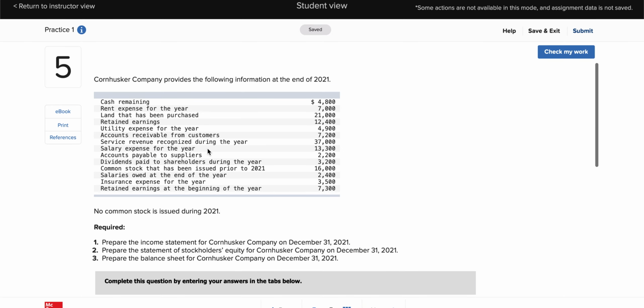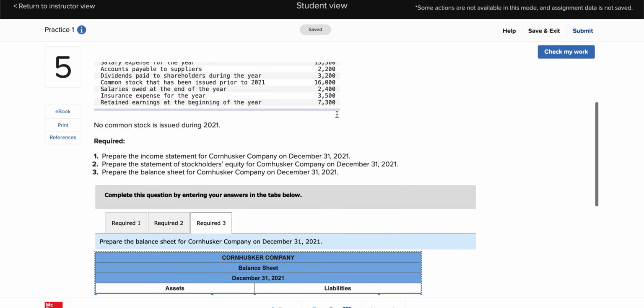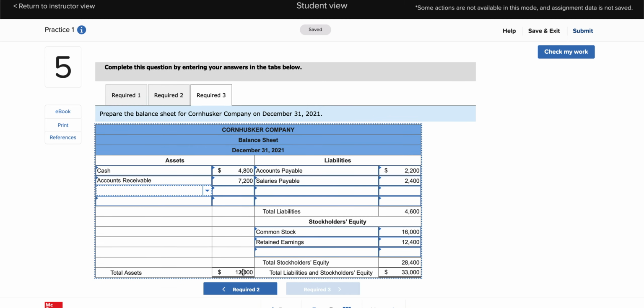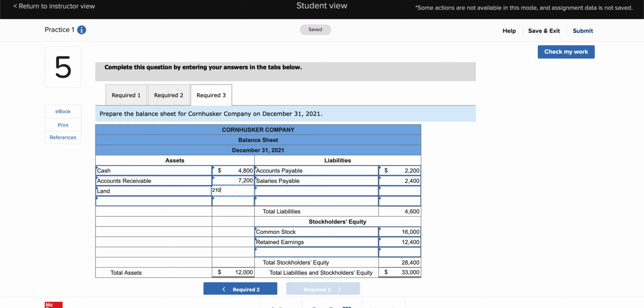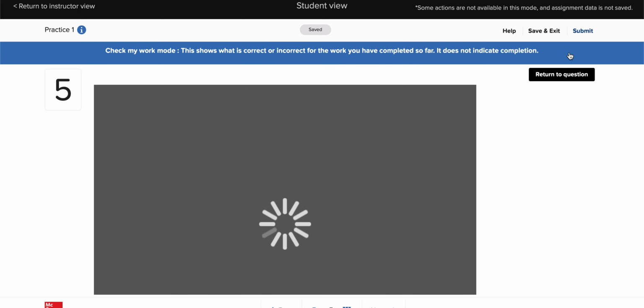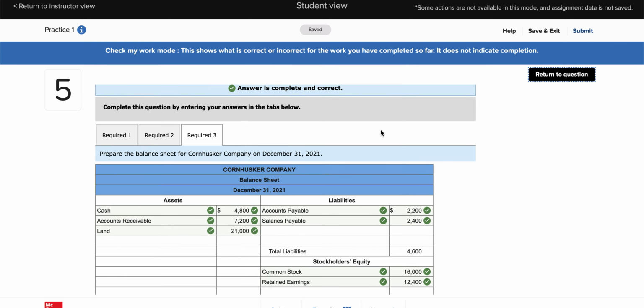We didn't drop in the land. I should have. I didn't want to put it out of order. But the land that has been purchased is $21,000, and I knew I was missing something because I've got a difference here between my total assets and my total liabilities plus stockholders' equity. So the land for $21,000 gives me 33,000 in total assets, 33,000 in total liabilities plus stockholders' equity. So now when I push the check my work button, it should show me complete and correct. And that's what we have here.